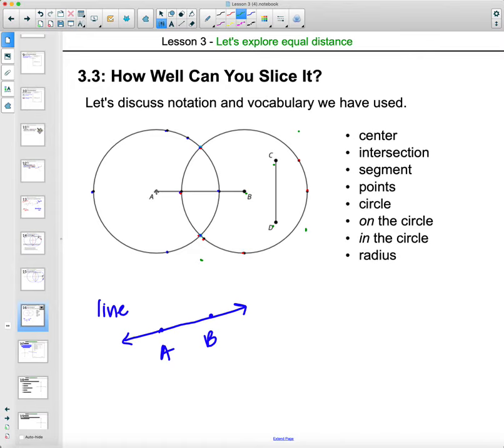Radius just connects center to edge, so there isn't a radius labeled here, but if we labeled this point as E, we could say AE is a radius. If we labeled this point as F, we could say AF is a radius. You could say BG is a radius if we had that labeled, but center to edge for the radius.